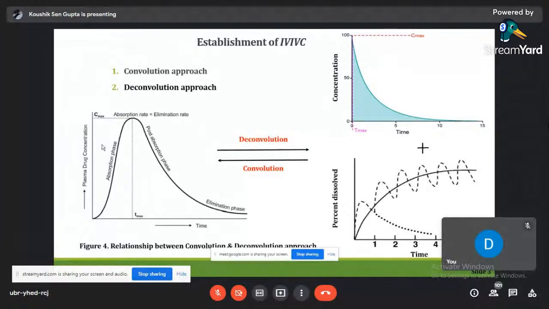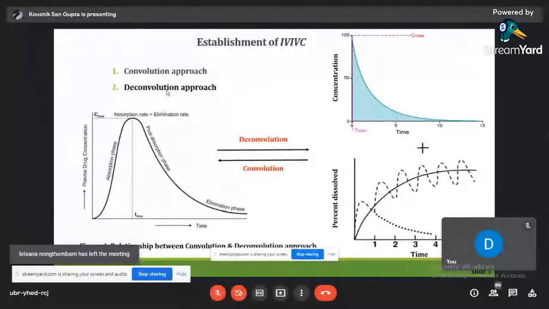I discussed these 2 approaches, the differences between them, by these 3 figures. In the left hand figure, you see a typical plasma drug concentration time profile. It is a Gaussian type of graph, a bell-shaped graph. We can get this graph when we take the drug orally, that means in vivo study.